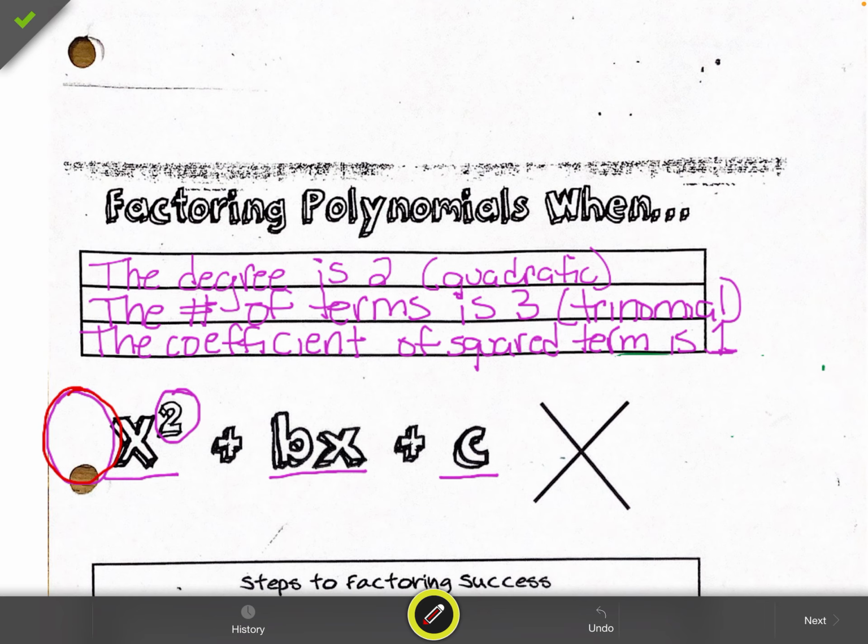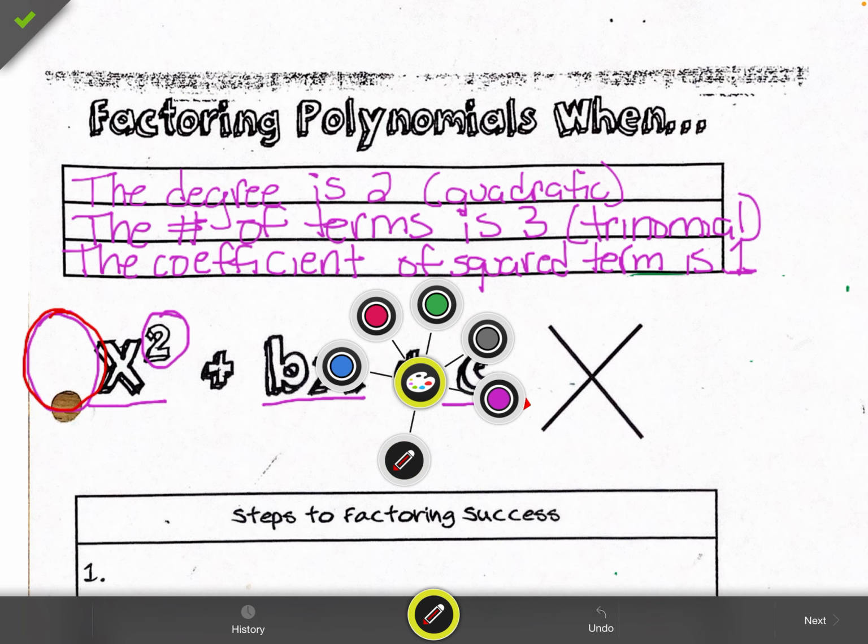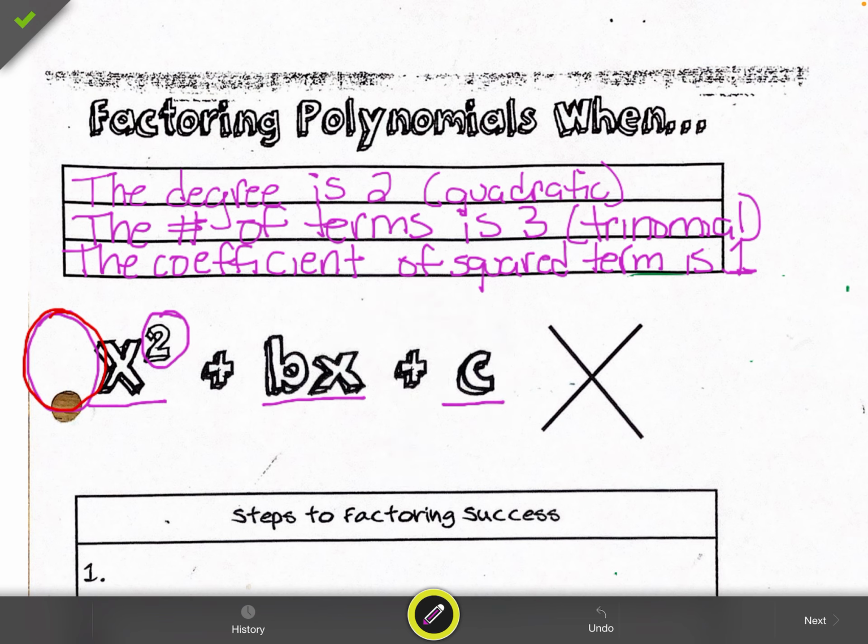So these 3 things have to be in place before we can factor using the steps that we're about to give you. So we're going to factor using something called an X puzzle, which is why there's a big X right there to the right. Okay, it's called an X puzzle. And this will make more sense when we actually see a couple examples.